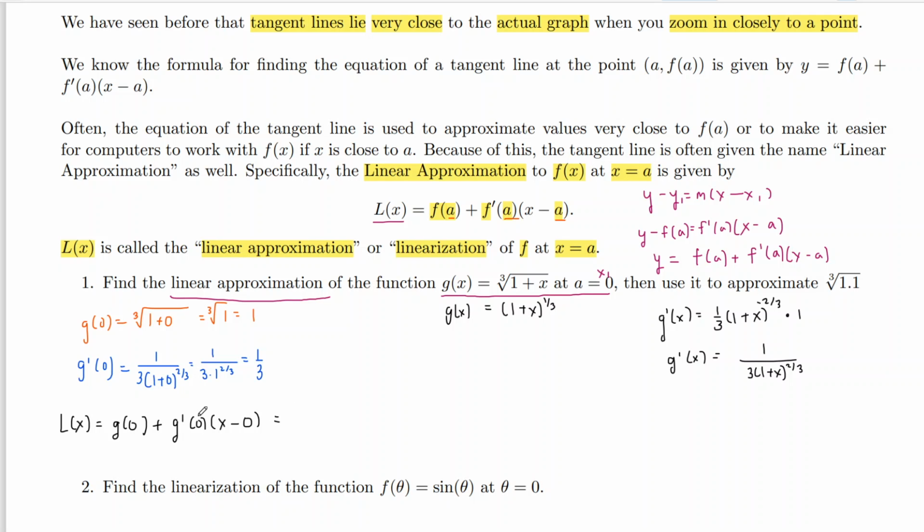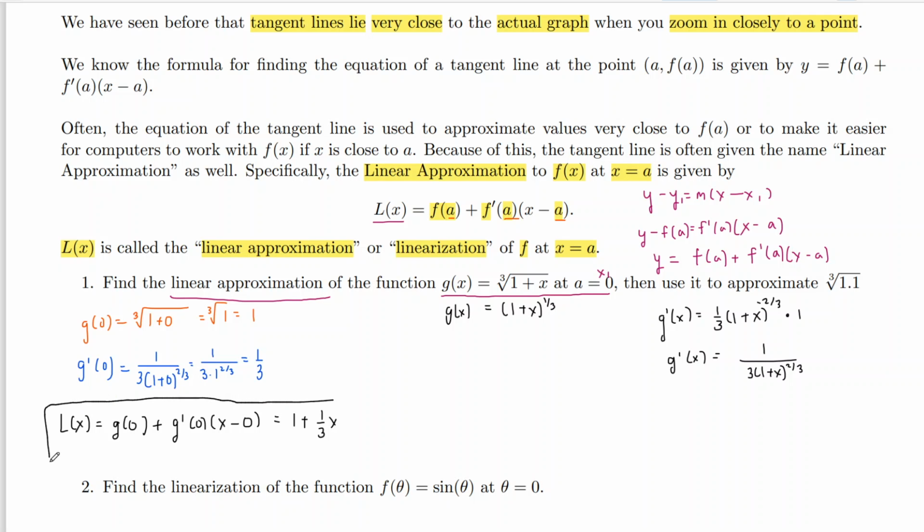Right? And you'll notice now that I've actually plugged in, you can believe that we found the two things we needed to. We have g of 0, which is 1, plus g prime of 0, which is 1/3, times x minus 0. Well, that's just x, so I don't have to write the parentheses anymore. And we've got our linearization.